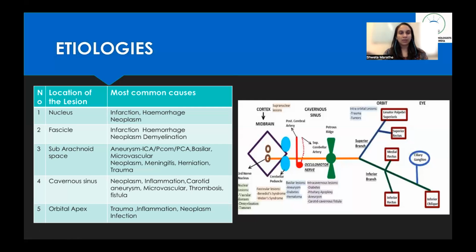Subarachnoid space would be aneurysms of the internal carotid, posterior communicating, basilar, microvascular causes, neoplasm, meningitis, herniation, and trauma. In the cavernous sinus, it's mainly due to neoplasm, inflammation, aneurysms, microvascular thrombosis. And in the orbital apex, it's mainly due to trauma, inflammation, neoplasm, and infection.